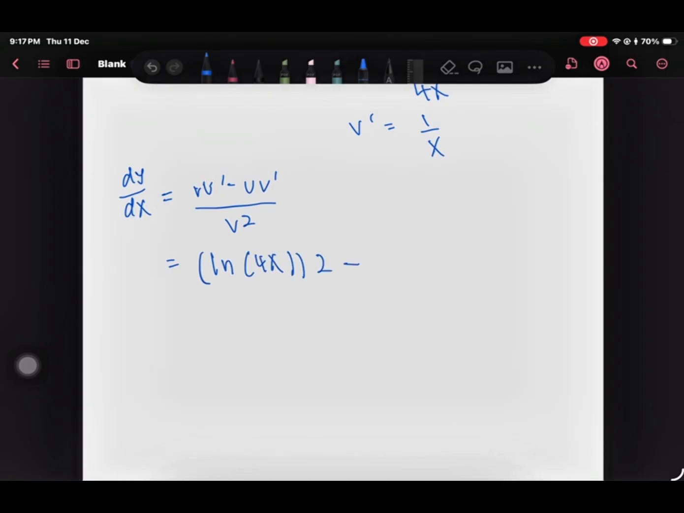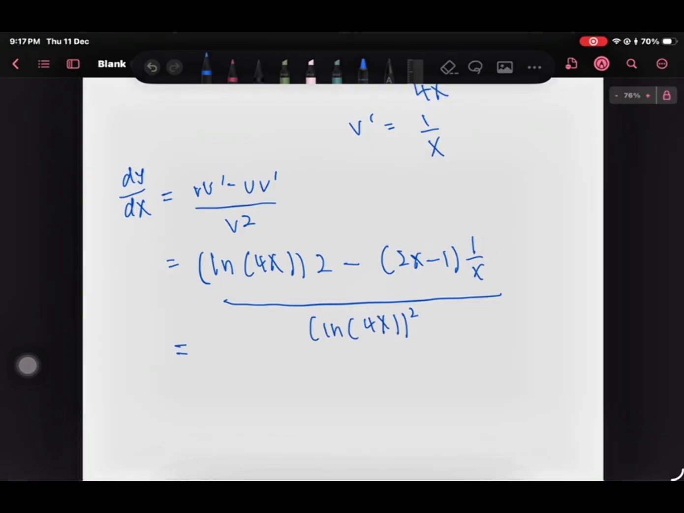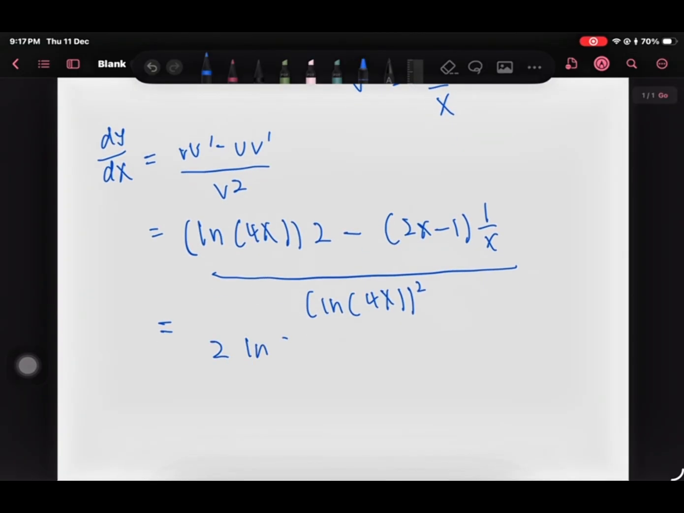It will equal to ln 4x multiplied with 2 minus 2x minus 1 multiplied with 1 over x, and then divide by ln 4x squared. For the final answer equal to 2 ln 4x minus 2 plus 1 over x, divided by ln 4x squared. That is the final answer.